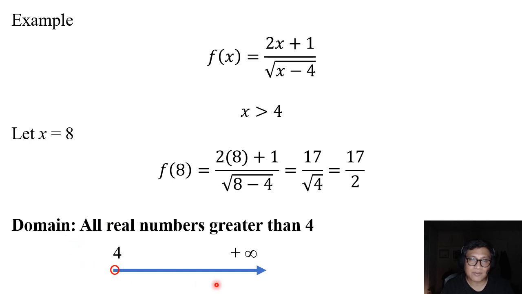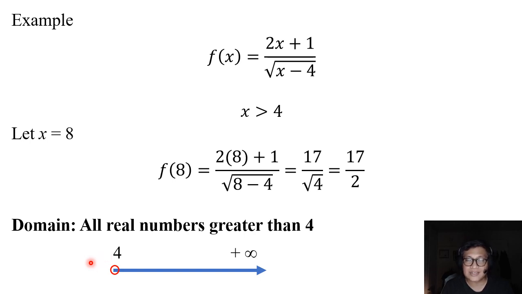Okay, so this will be how the graph looks like. So we still have an open circle here, meaning that 4 will not be part of the domain, but it could be greater than 4, 4.01, 4.001, as long as it is not equal to 4.